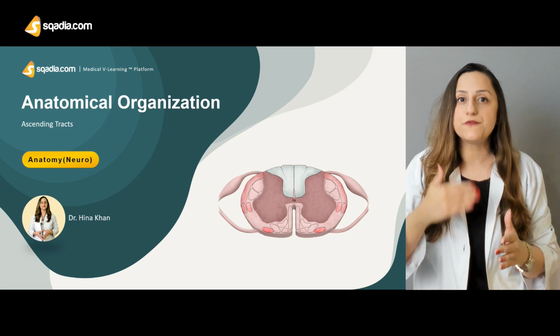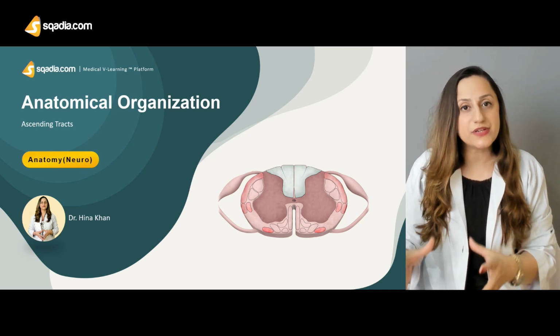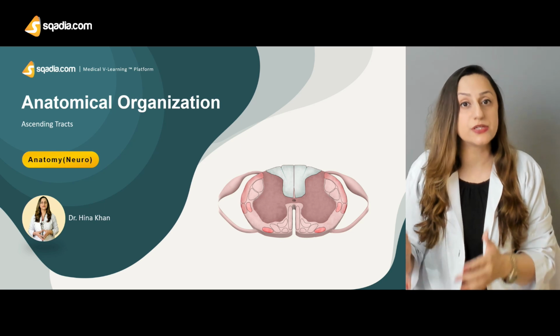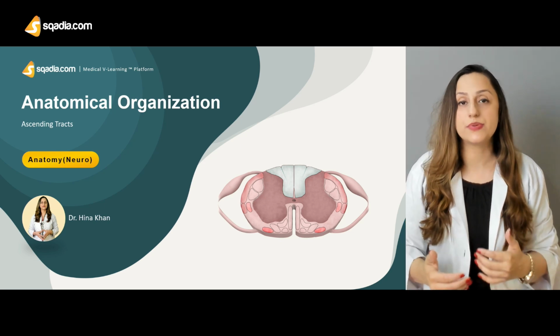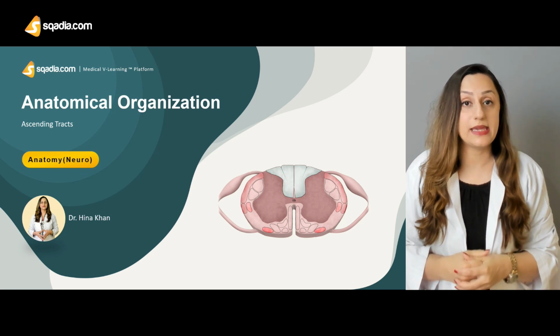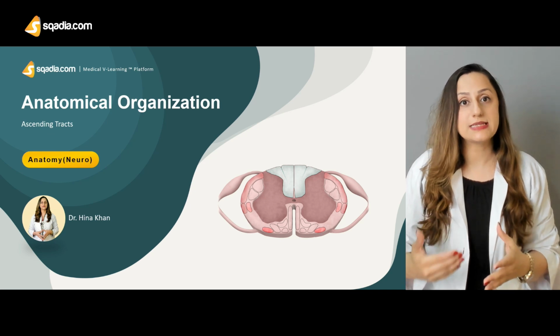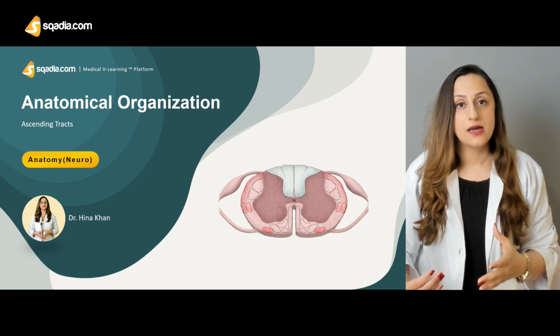It's basically a very complex mechanism how different sensations are carried through different tracts, and you have to remember that. Now, why is that so? Because when you'd be working as clinicians, you must know what information is carried by the different tracts.